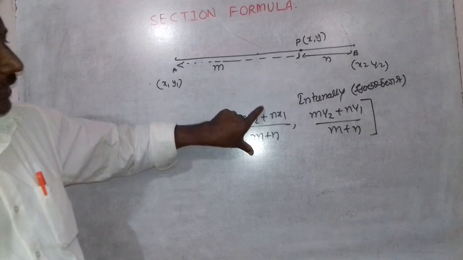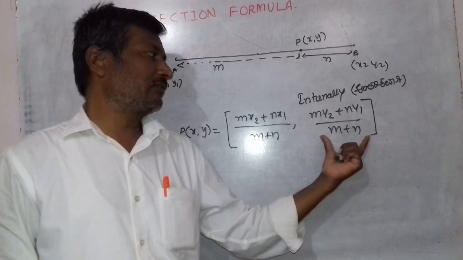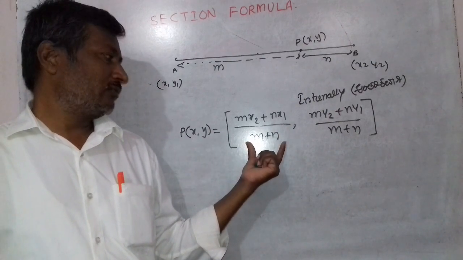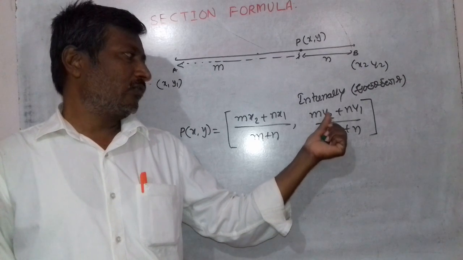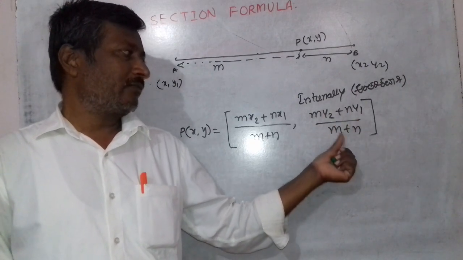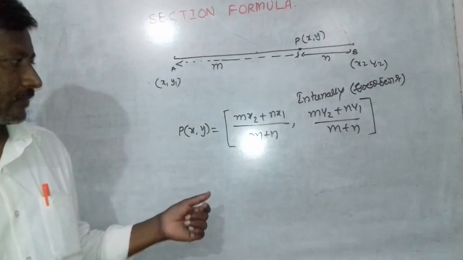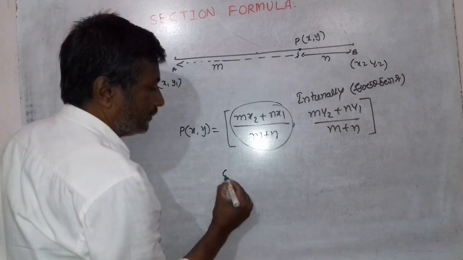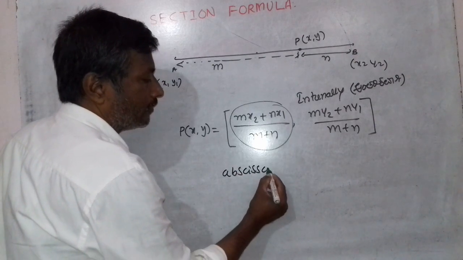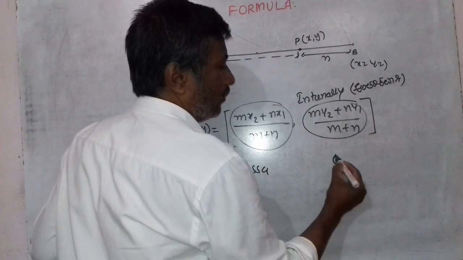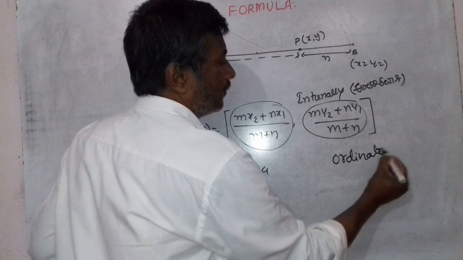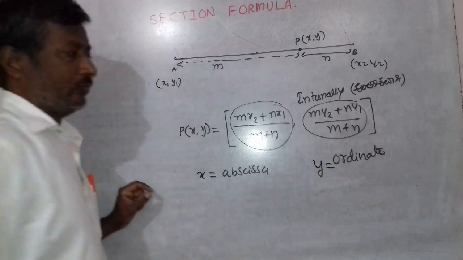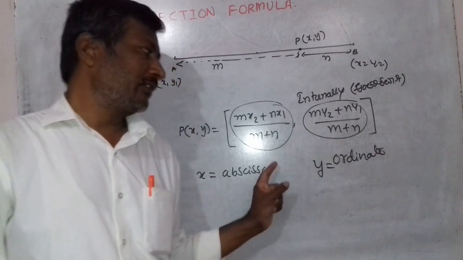So this is the x coordinate, the abscissa, and this is the y coordinate, the ordinate. So x equals (m x2 + n x1) divided by (m + n), y equals (m y2 + n y1) divided by (m + n). This one is the abscissa, and this one is the ordinate.